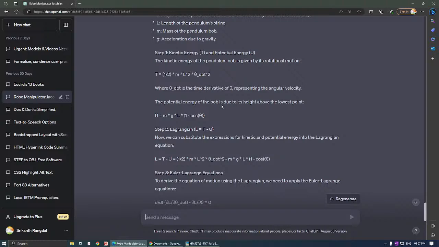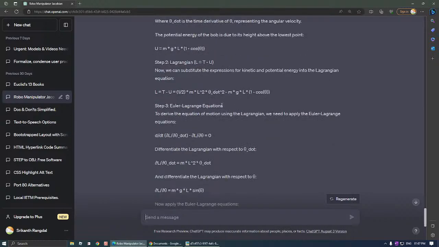Yeah, that's L minus L cos theta. And that difference we need to multiply by mg, which gives us the potential energy. So now writing down the Lagrangian, we will get it as the difference of the two equations: the kinetic energy minus potential energy, that is understood. And we have the Euler-Lagrange equations. To derive the equation of motion using the Lagrangian, we need to apply the Euler-Lagrange equations.